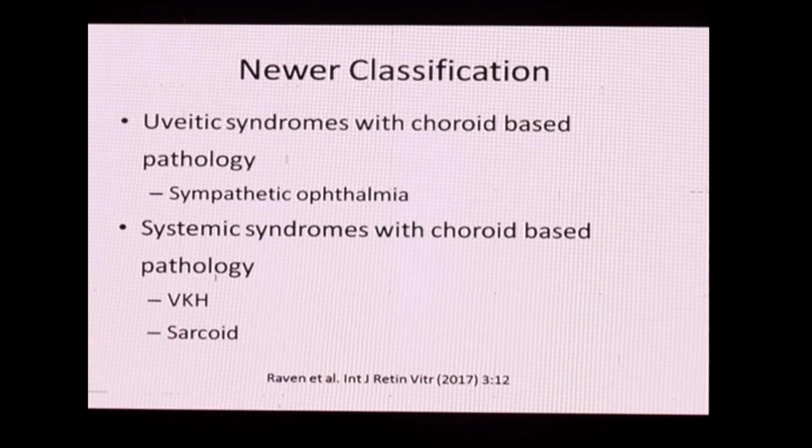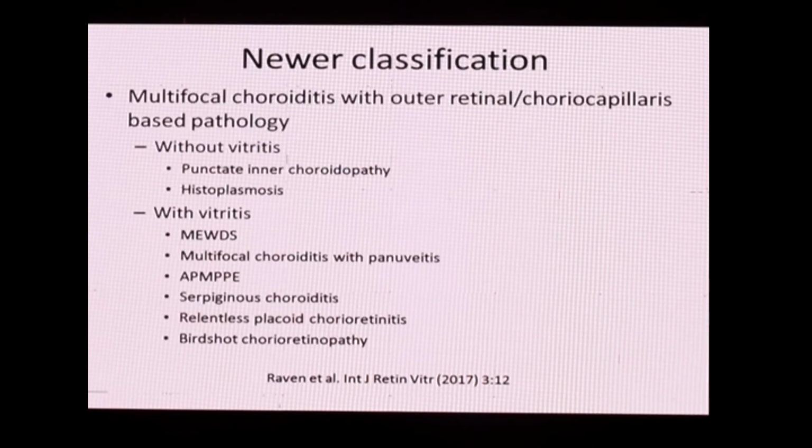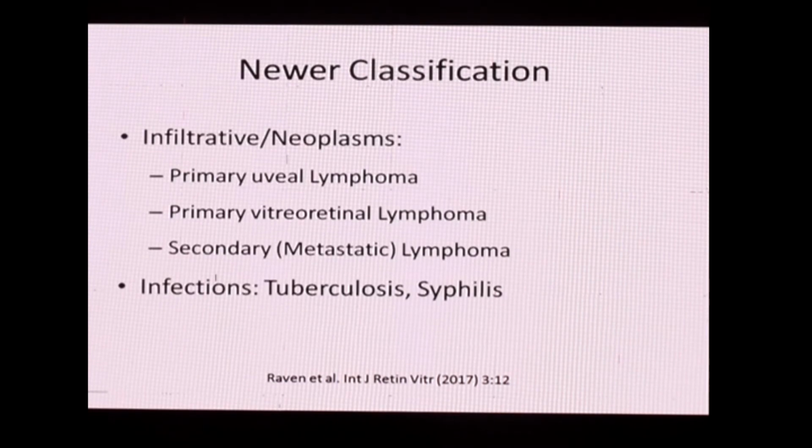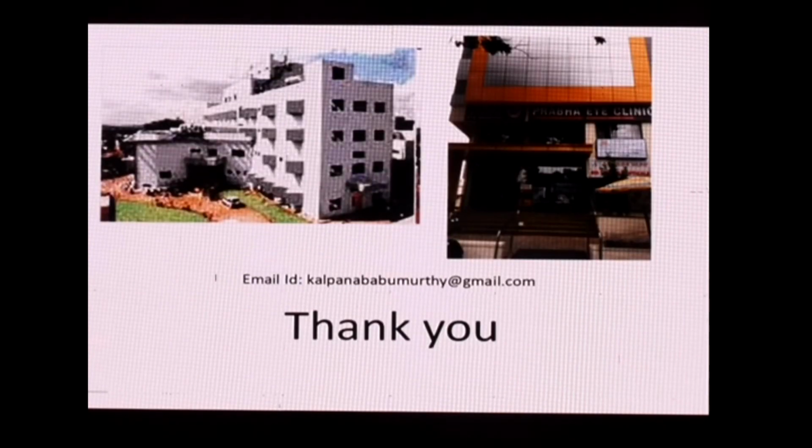Now, based on a better understanding of the pathology in these eyes, a newer classification is being proposed: uveitic syndromes with choroidal-based pathology, which includes sympathetic ophthalmia, or systemic syndromes with choroidal-based pathology like VKH or sarcoid. Then it depends on whether the pathology is outer retinal or choriocapillary-based. Again, there is multifocal choroiditis without vitritis, where PIC and histoplasmosis fit in, and with vitritis, where all the others fit in. And of course, you have other mimickers like neoplasms and infections. So we have a long way to go, but this has laid a path for us to understand these diseases better.